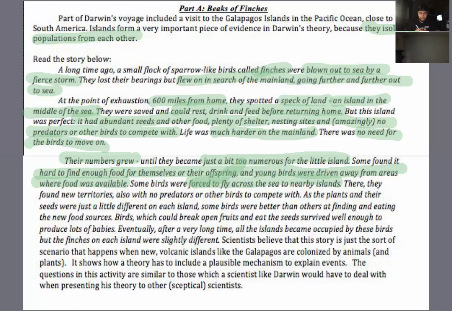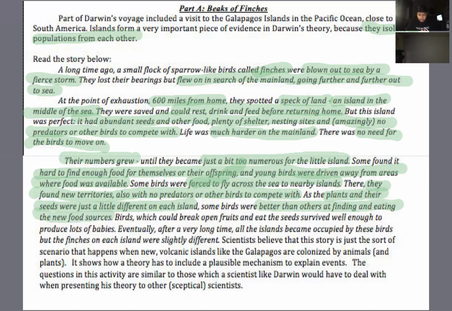There they found new territories, also with no predators or other birds to compete with. The plants and their seeds were just a little different on each island. Some birds were better than others at finding and eating the new food sources.